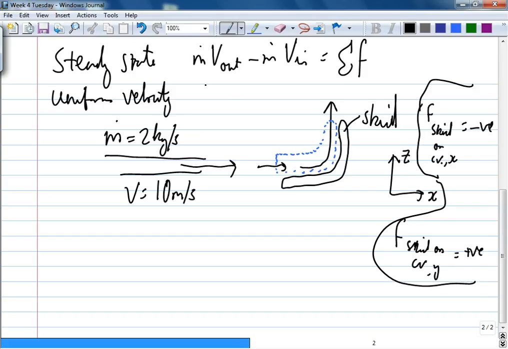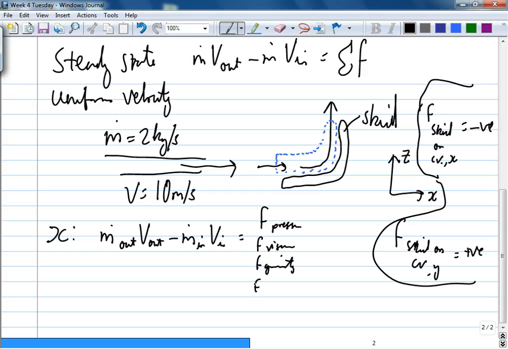Again we use this equation. Let's do the X direction first, because these are vectors, and vectors you can break up into components. m dot out V out minus m dot in V in equals F pressure, F viscous, F gravity, and F skid on CV in the X direction. Can you read my writing? If you cannot read, then listen to me. I just said all of them.